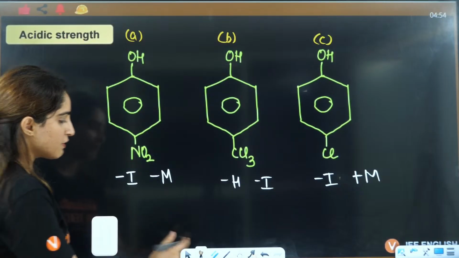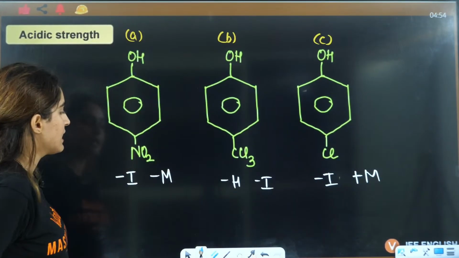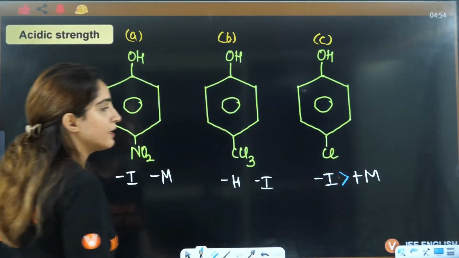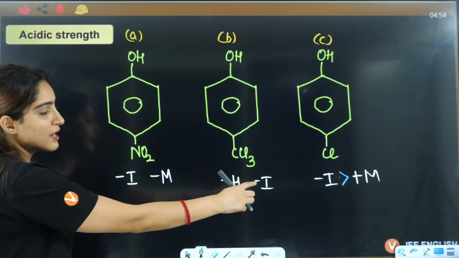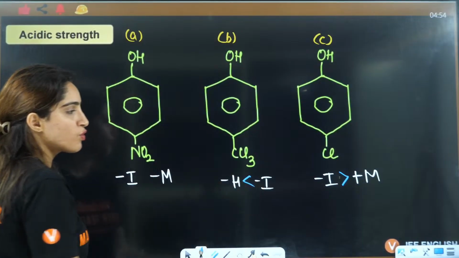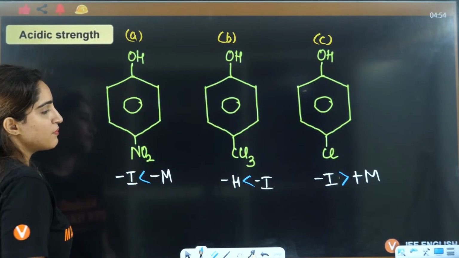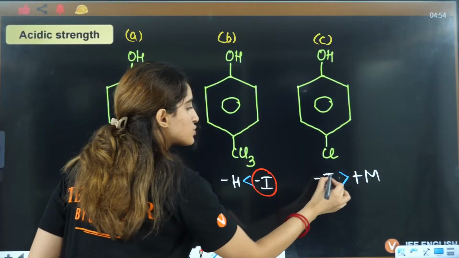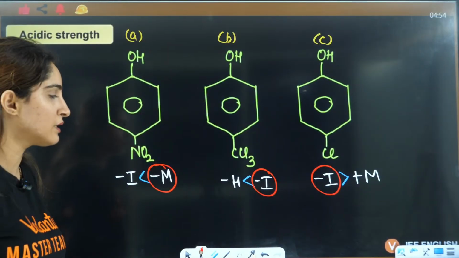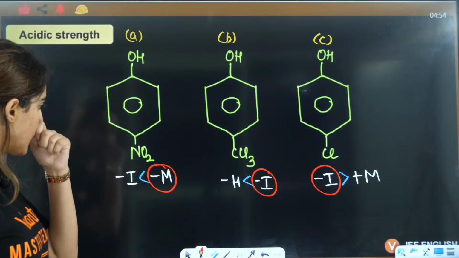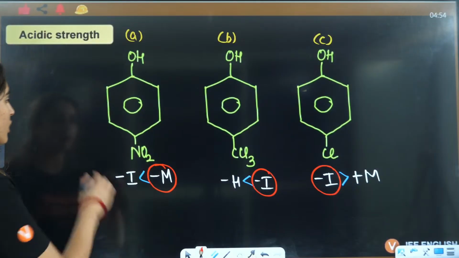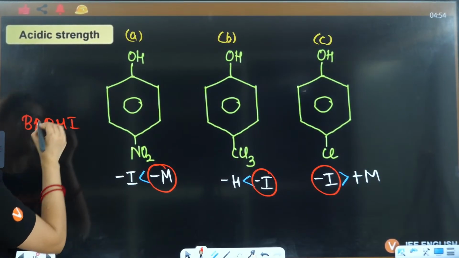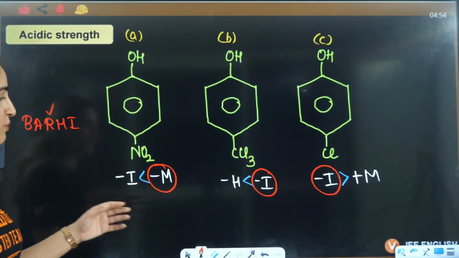Now tell me which one will be greater. I told you in case of halogen, mesomeric is less and inductive is more. This also, in the exception case, I told you that in this case minus I is more valid. In this case, minus M is more valid. That means here this is dominating, here this is dominating, here this is dominating. Now, because of minus M, if you talk about Barhi, the mesomeric effect, resonance and mesomeric is the same only.